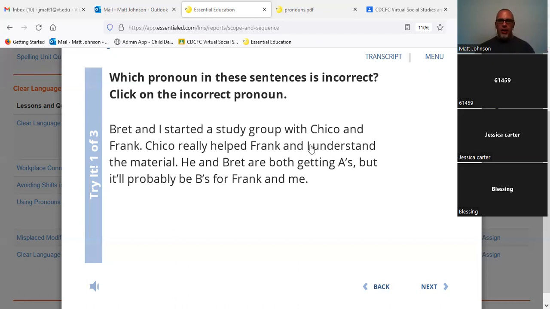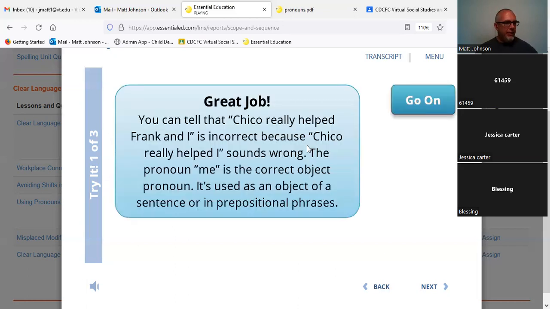But the incorrect pronoun for sure here is I. Great job. You can tell that Chico really helped Frank and I is incorrect because Chico really helped I sounds wrong. The pronoun me is the correct object pronoun. It's used in an object of a sentence or in prepositional phrases. All right, let's keep going here.